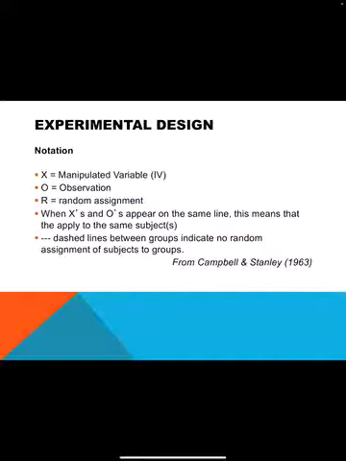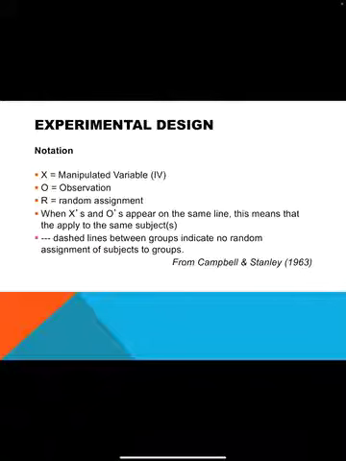An R equals random assignment. So when you see an R, it means that those groups were randomly assigned. And we've already talked, when we talked about sampling, and then just a couple of slides ago, about how important it can be to randomly assign participants to groups. Another critical thing to know is when X's and O's appear on the same line, that means that they apply to the same subjects. And then, sort of duplicating the R's, dashed lines between groups indicate that there was no random assignment of groups.